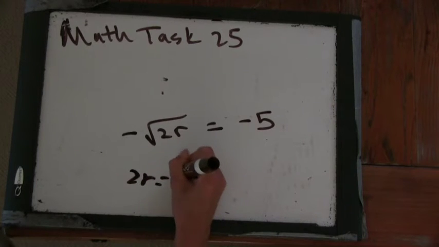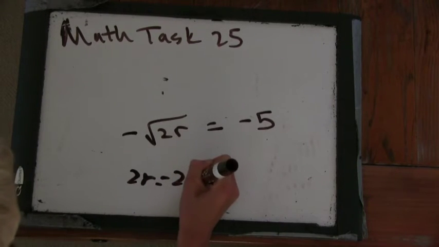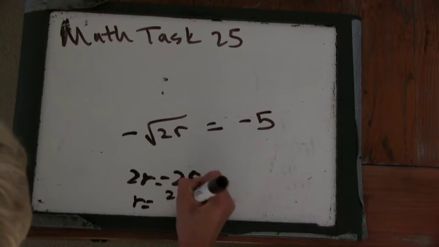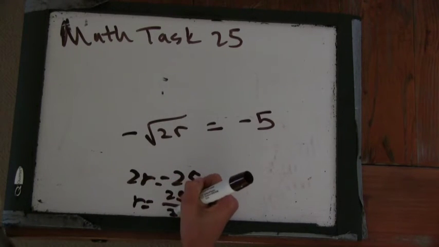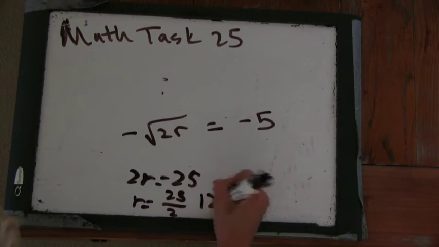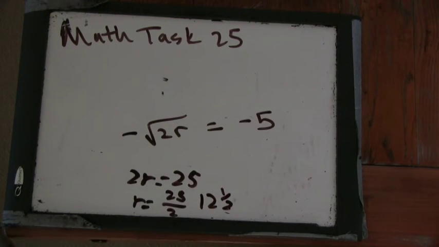Positive 2r is 25. So r is 25 halves. Maybe we can make a mixed number, so 12 and a half. R is 12 and a half. Okay. R is 12 and a half.